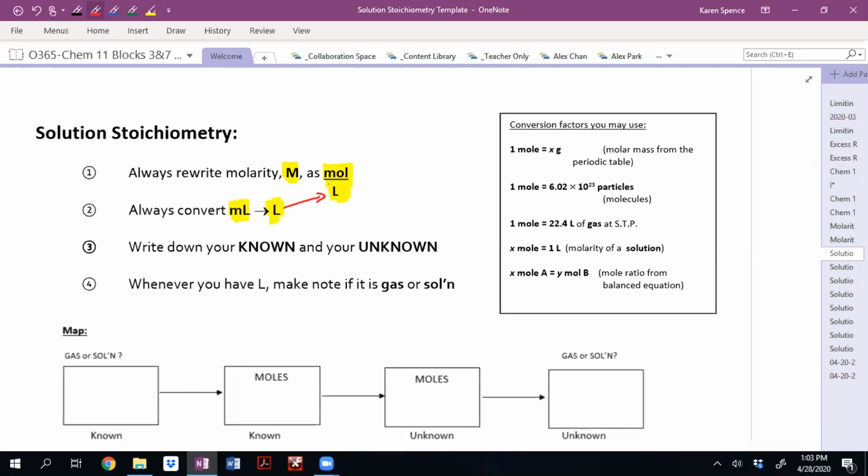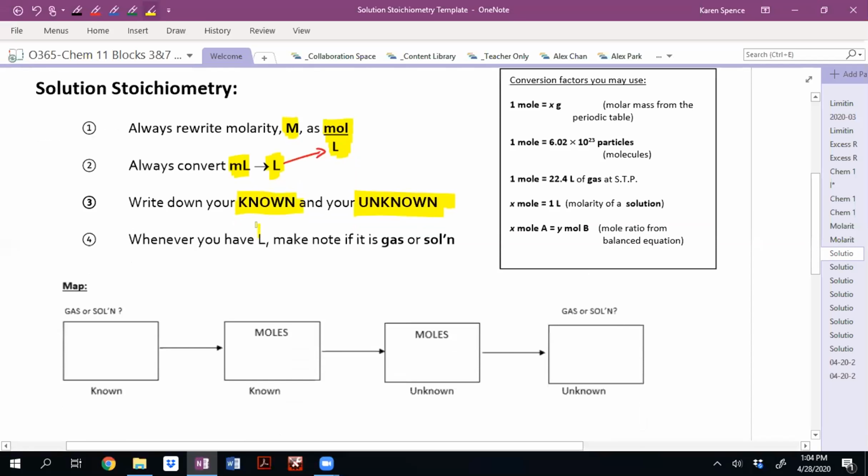As with any stoichiometry question, you should always be writing down your known quantity and your unknown quantity. The only part where this gets tricky is that you are going to have some quantities where you have liters, which are gases, and you might have liters, which are solutions. You have to be careful about which one you have. So I recommend that whenever you write down liters, you write down either gas or solution. You can write down aqueous if you want to.